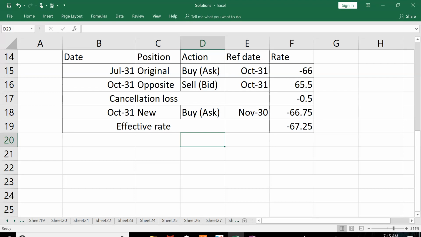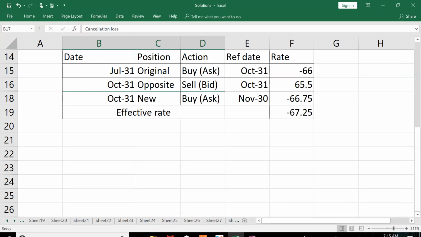It is minus 66 plus 65.5 minus 66.75. All those three rates to be added. Wherever it is minus, subtracted. Wherever it is plus, added. Forget about in between this item. You just need to consider those three items. Effective rate is 67.25. Any doubts on this?